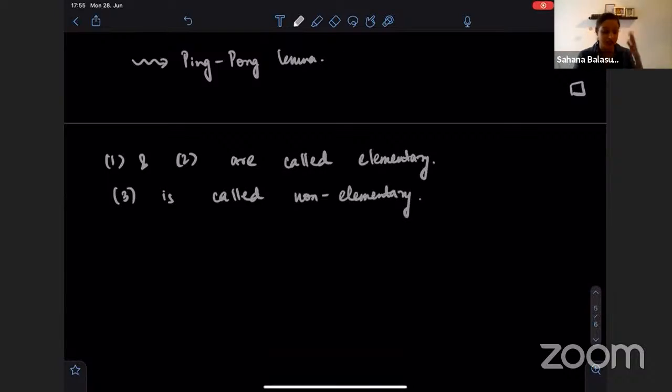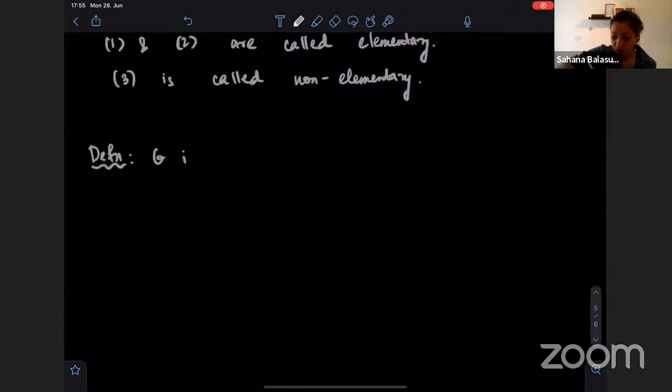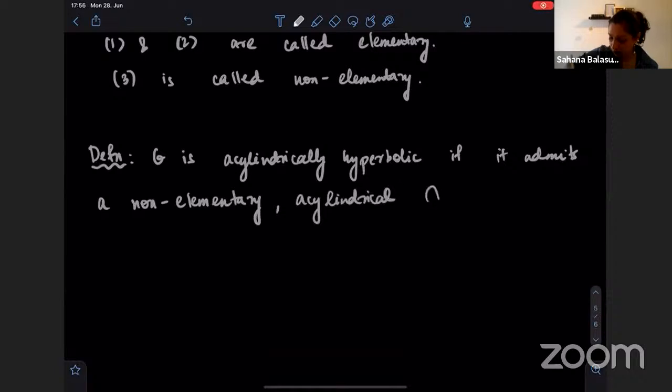And with this idea in our head, we can actually define the class of acylindrically hyperbolic groups. G is acylindrically hyperbolic if it admits a non-elementary acylindrical action on some hyperbolic space.